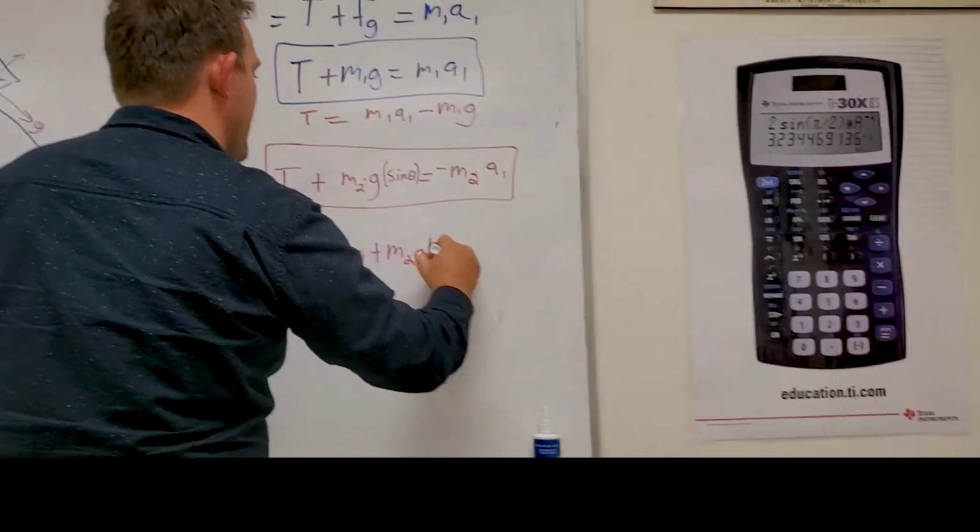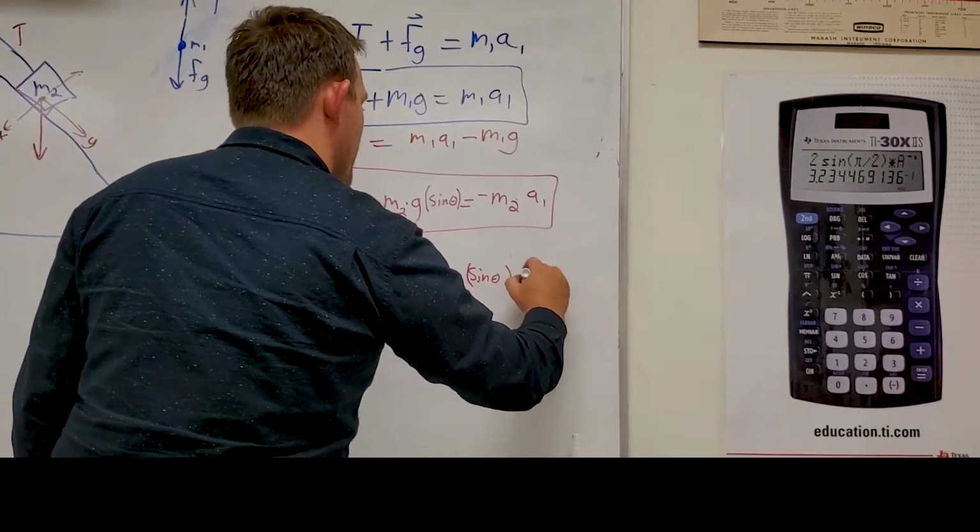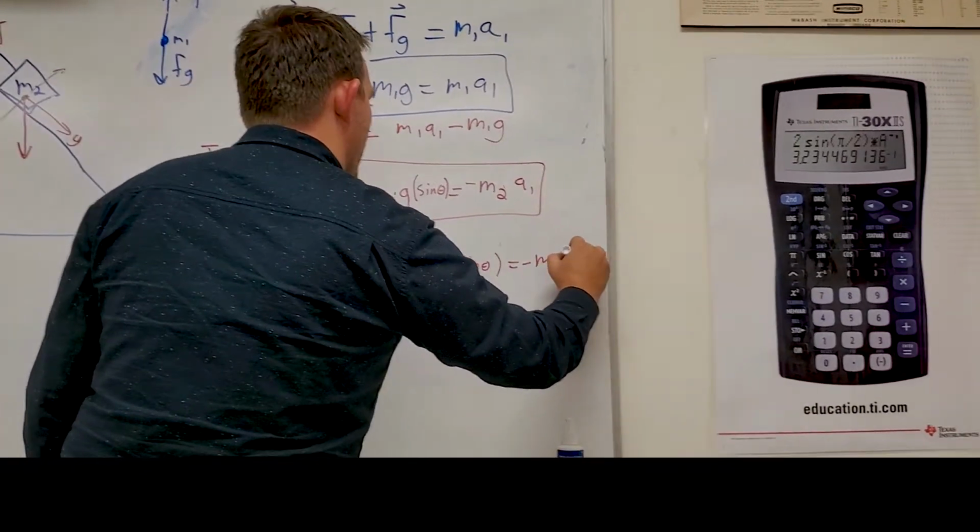Okay, this is seeming like it's really long, right? Equals negative m2 a1.